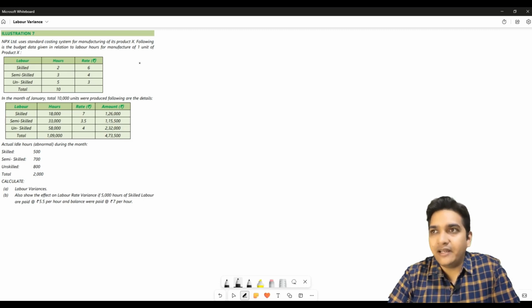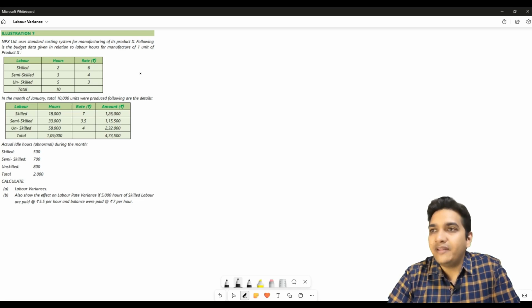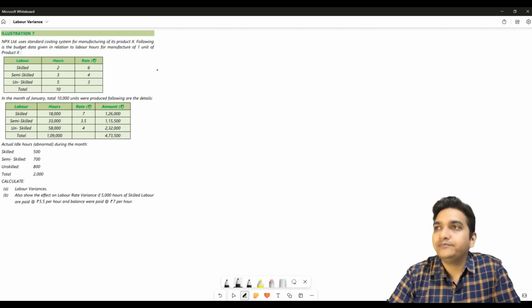In the month of January, total 10,000 units were produced. Following are the details. Skilled labor 18,000 hours at a rate of 7, amounting to 1,26,000. Semi-skilled labor 33,000 hours at a rate of 3.5, amounting to 1,15,500. Unskilled labor 58,000 hours at a rate of 4, amounting to 2,32,000. Actual idle hours abnormal during the month: skilled 500, semi-skilled 700, unskilled 800, total 2,000.